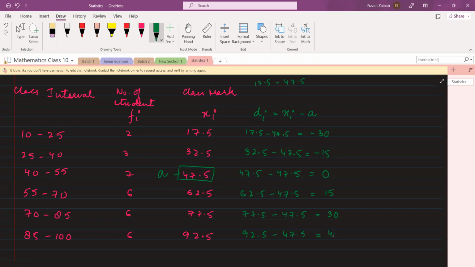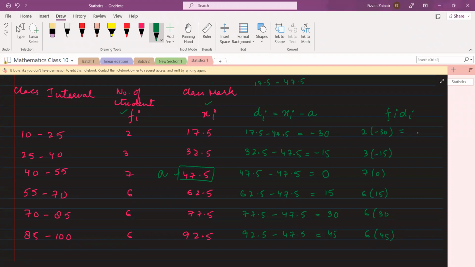Forty-five. Okay. Now, in the direct method, we multiplied fi and xi. In the assumed method, we will multiply fi with this new number di. So the next column is fi into di. That means 2 into minus 30, then you have 3 into minus 15, then 7 into 0, 6 into 15, then 6 into 30, and 6 into 45.